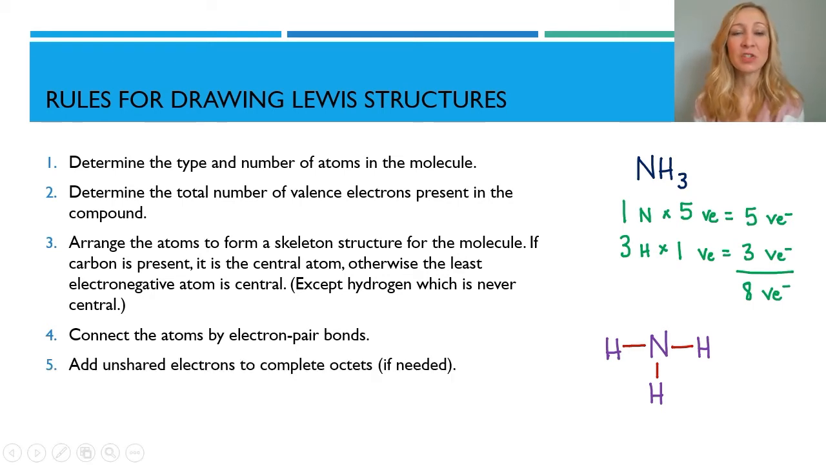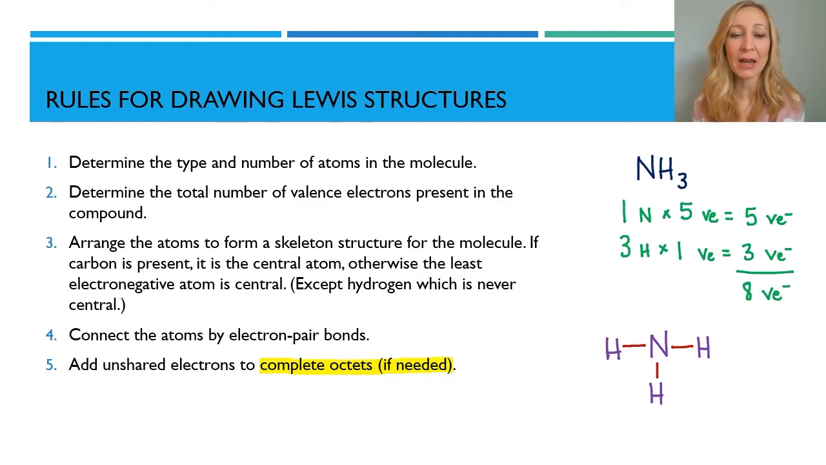The next step is to add unshared electrons in order to complete octets if needed. So let's look at each atom. Now the whole purpose of bonding is because these atoms don't have full outer shells to begin with. They're just atoms with empty outer shells, just valence electrons. So they have to use their valence electrons to complete their outer shells. Now for most atoms, their outer shell just needs 8 to be complete. Some atoms are exceptions to this.